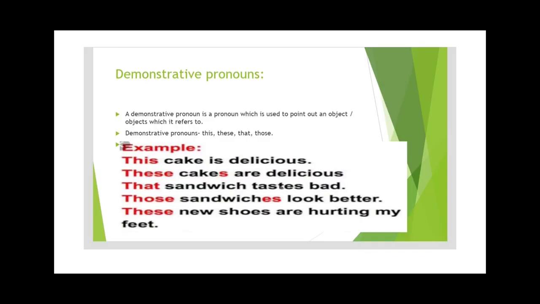Now the demonstrative pronouns. A demonstrative pronoun is a pronoun which is used to point out an object or objects which it refers to. And the common demonstrative pronouns are this, these, that and those. So students, out of these 4 demonstrative pronouns, this and that refer to single objects that are nearer to you. And these and those refer to more than one object which are far away from you.